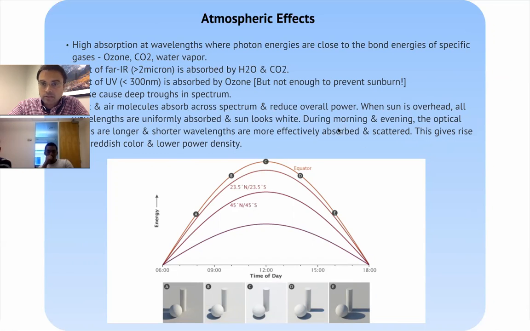And this is something we'll talk about later on, but the shorter wavelengths are more effectively absorbed, which means that the longer wavelengths pass through more easily, and the sun looks a little reddish, and the power density is reduced.